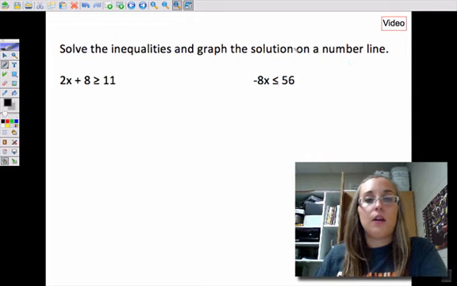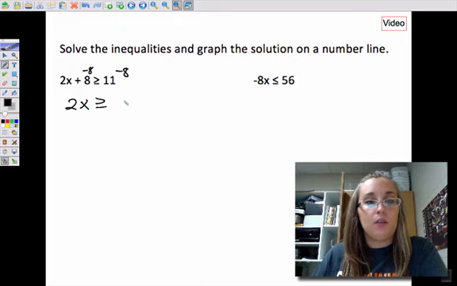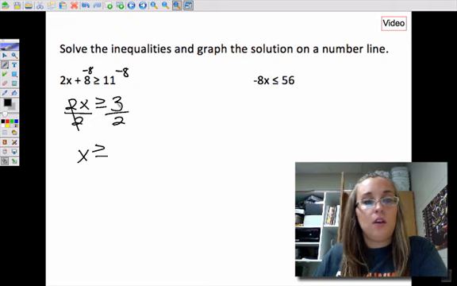Okay, so I'm going to go ahead and solve these. So first thing I'm going to do is I'm going to subtract 8 from each side. So I'm going to get 2x is greater than or equal to 11 minus 8, which is 3. Next thing I'm going to do, I'm going to have to divide by 2. What I do to one side, I do to the other. So I end up with x is greater than or equal to 3 over 2.